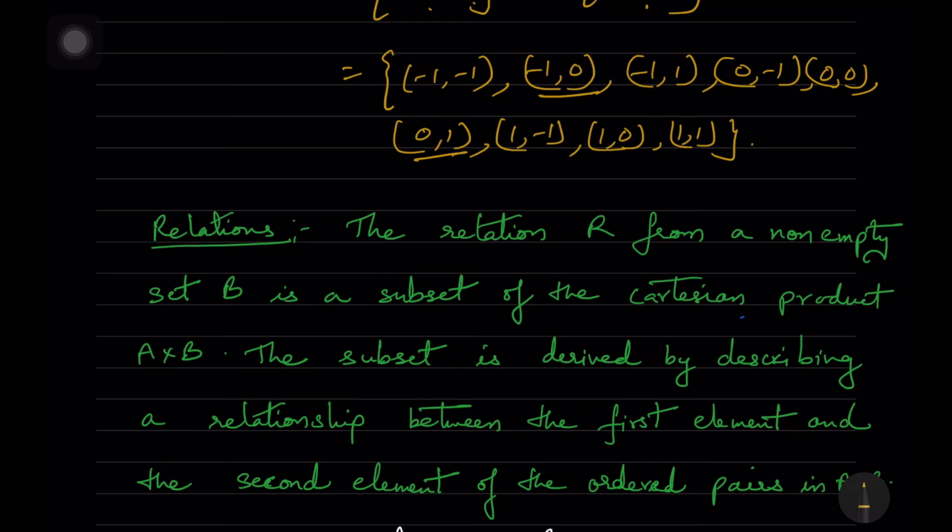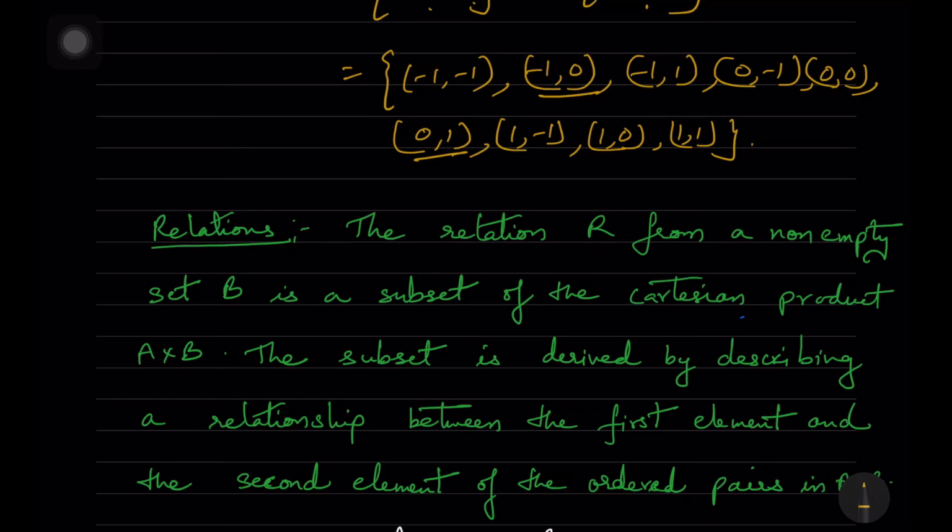Now we'll just go and see what relations are. What are relations? We have already seen the connection between two objects, isn't it? So what is that? We'll just see. A relation R from a non-empty set A to a set B is a subset of the Cartesian product A cross B. So we are using these Cartesian products in relations.